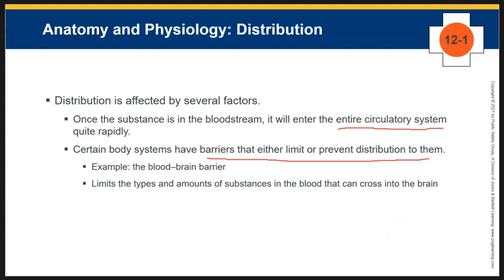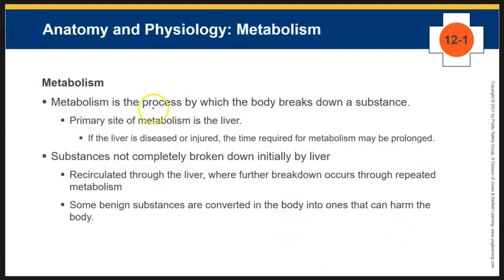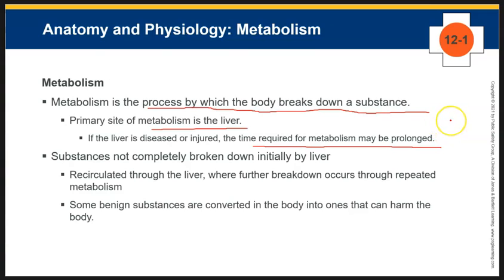Now, one of the final pieces then is metabolism. That's the processing or the breakdown of that substance or poison by the body. Primarily, that occurs in the liver. If you have liver disease or injury, that's going to prolong the time for metabolism simply because its function is diminished. Now, substances may not be completely broken down by the liver in one pass, and so it will just recirculate, and further breakdown occurs through repeated metabolism. Finally, be aware that benign substances can actually be metabolized into harmful ones as well.